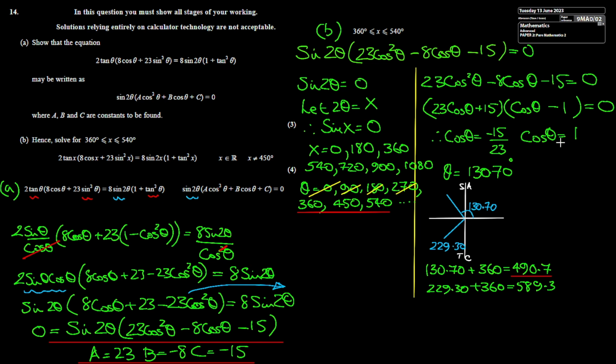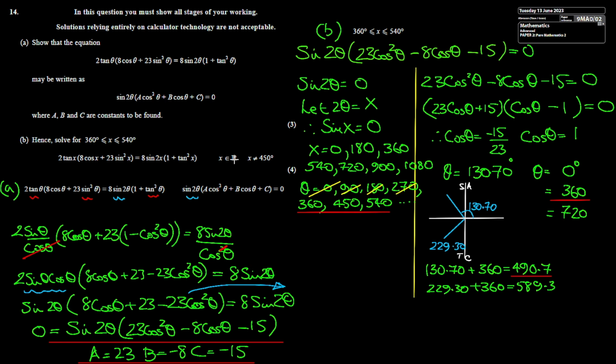Now, our last remaining solution of cos theta is equal to 1. Well, cos theta is equal to 1 will be at 0 degrees, and again repeating at every 360 degrees. This will be 360 and 720. So 720 is out of range, but we've got the solution for 360 already, but I'll underline this one here as well. And that should be your answer to part B.